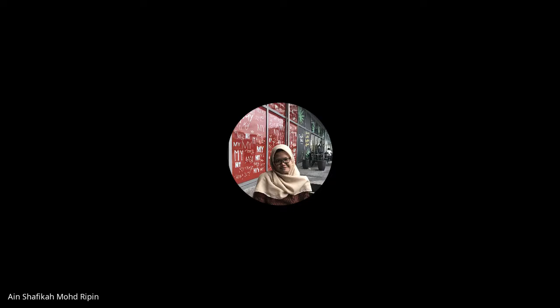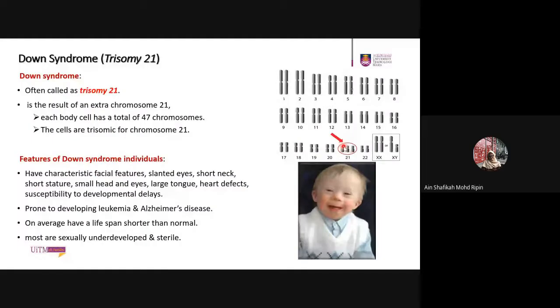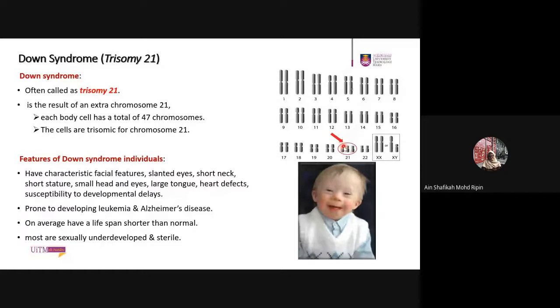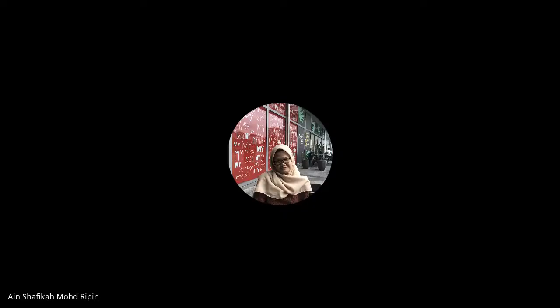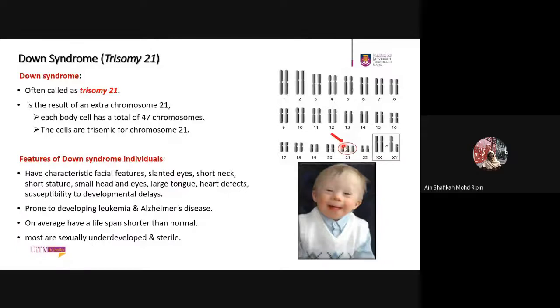berlakunya mutation tu masa proses meiosis. Masa proses meiosis, semasa menghasilkan eggs pada perempuan. Dia melibatkan homologous chromosome cannot separate. Kan, homologous chromosome kita belajar, homologous chromosome masa proses anaphase akan separate into two new daughter cells. Tapi disebabkan oleh the homologous chromosome cannot separate, telur tu instead of chromosome 21, dia ada satu je chromosome, dia ada dua.